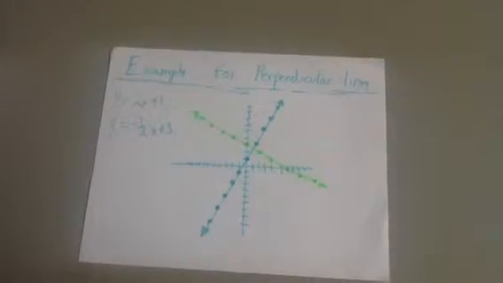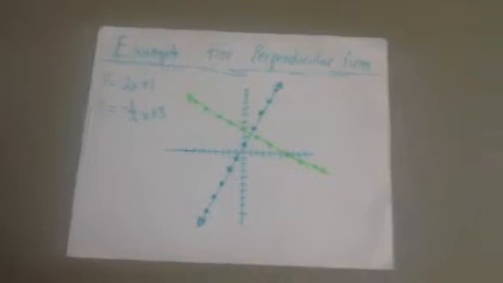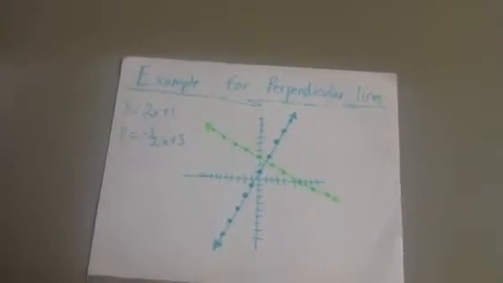This is the first example of parallel lines. Notice how both lines have the exact same slope. This is an example of perpendicular lines. Notice how the slope for the perpendicular line is a negative reciprocal of the original.